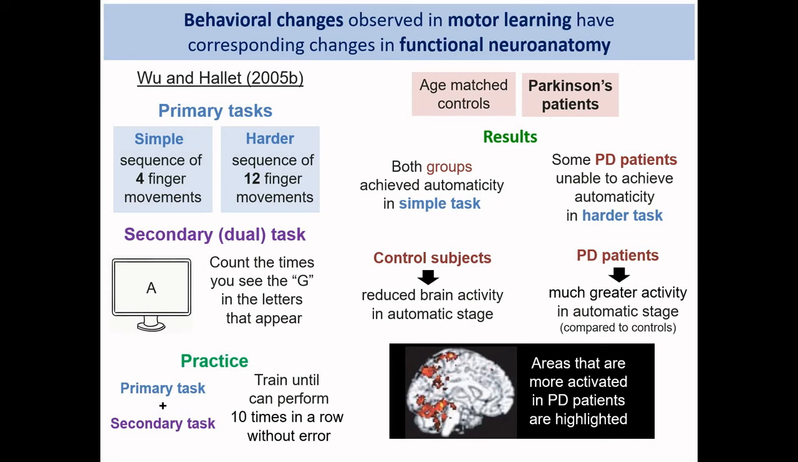Here we see some of the brain areas that were more activated in the Parkinson disease group than the control group. From these findings, Wu and Hallett suggest that in order for people with Parkinson's disease to perform movements automatically, more brain areas need to be recruited to compensate for the basal ganglia dysfunction.